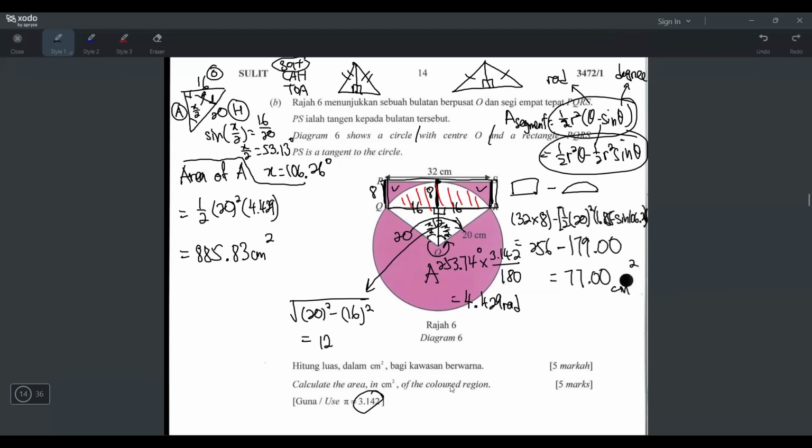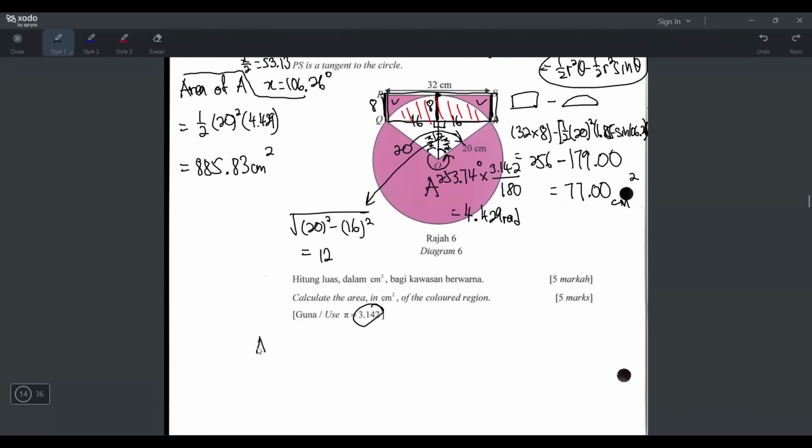Okay, now to find the area of the shaded region, you have to take this one plus this one, right? You have to add. So now I will get the final answer here. Area of the colored region or shaded region is equal to this value, 885.83, because this is the area for the bottom sector, right? And then add the shaded region at the top, 77, right? Okay, let's press and see what we get here. I use the answer button again. Okay, I got 962.83. So this is the answer, 962.83 cm square.